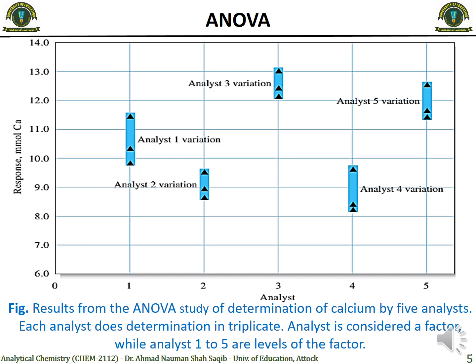From this figure you can see, for example, analyst 1 has performed 3 experiments, and there is a difference between the 3 points. So there is a difference between the values determined by analyst 1, and the same is the case for analysts 2, 3, 4, and 5. We can see that their individual determinations have some difference. And when we compare analyst 1 with analyst 2, we can see that their values are also different from each other, and the same is the case with 3, 4, 5.